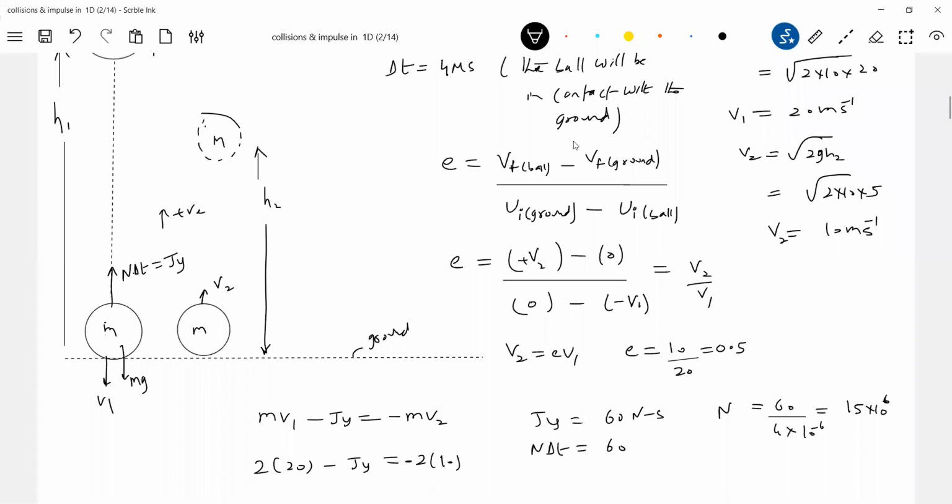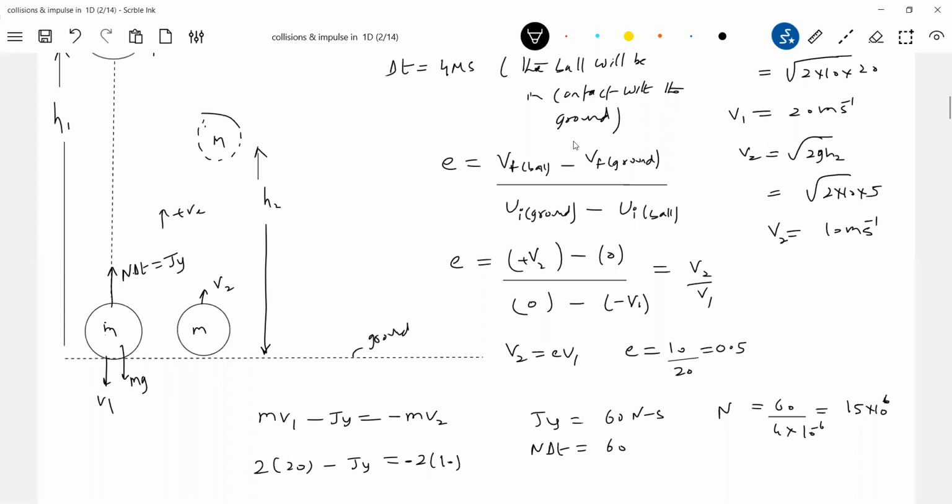Look at the magnitude. And what is the weight mg? How much it is? Just 20 Newton, no? But the normal contact that is acting, how much it is? 15 into 10 to the power of 6 Newton. It's very much greater than the weight, no? So weight will also set up impulse. Yes, there will be impulse due to weight, but the impulse set up by normal contact is far greater than the impulse set up by the weight.